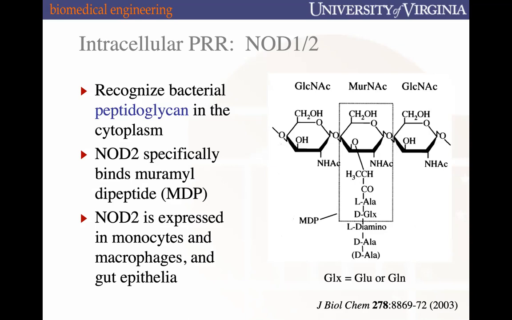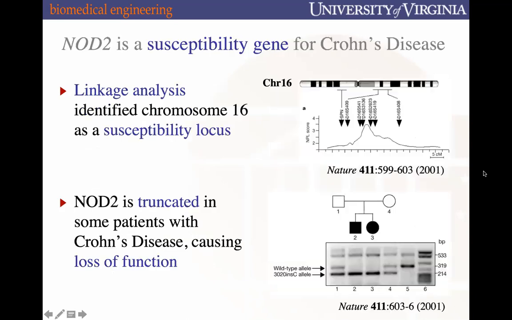It is typically expressed in monocytes, macrophages, and gut epithelia. The gram-positive bacteria that express peptidoglycan on the surface are typically considered bad for our gut because we'll activate NOD2 activation in our monocytes, macrophages, or in the gut epithelium. Taking this back to Crohn's disease, NOD2 is considered a susceptibility gene for Crohn's disease.